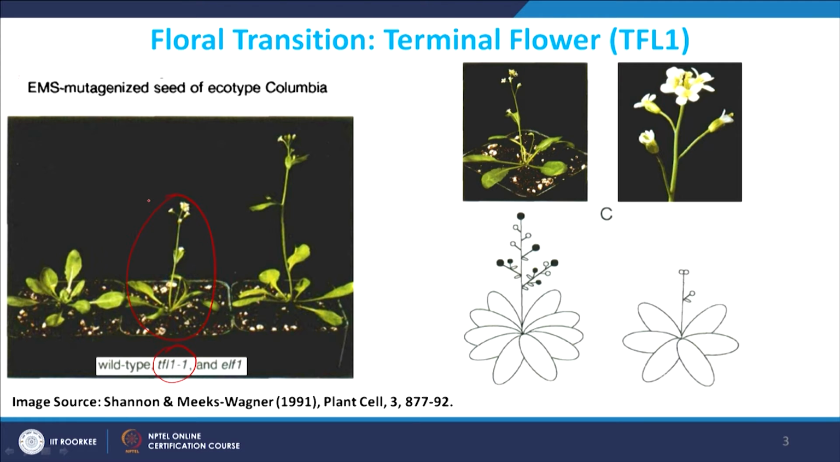So, normally, this is Arabidopsis thaliana. If normal Arabidopsis thaliana takes, let us assume, 40 days to flower, this mutant plant flowers much before. This is another mutant which was an early flowering mutant. But another thing you can see in the terminal flower mutants is that it flowered early, but there is also a special structure. Basically, these branches are getting terminated with a single terminal flower.